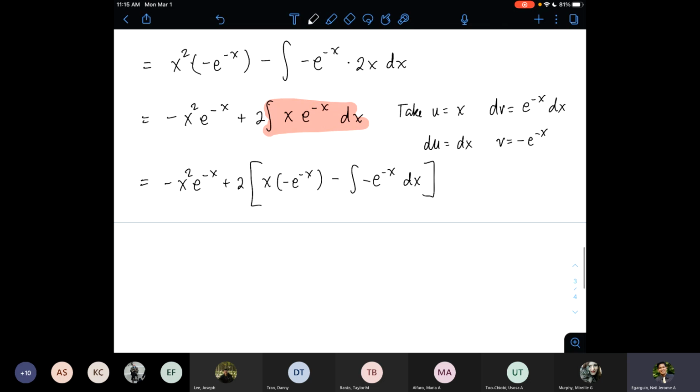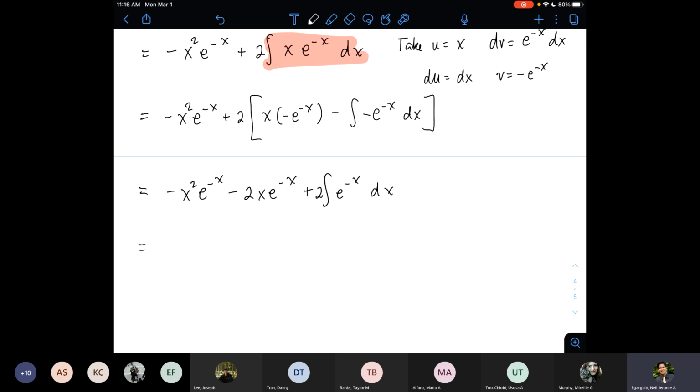And the remaining integral here is easy to evaluate. It's just the integral of negative e to the minus x. So you can rewrite it as minus x squared e to the minus x minus 2x e to the minus x plus integral of e to the minus x dx. There's a 2 in front. Okay. And then I can integrate the remaining integral easily. You can let u be equal to negative x, then du is negative dx. So that just comes at the cost of a negative sign. So this is negative 2 e to the minus x plus the arbitrary constant c.